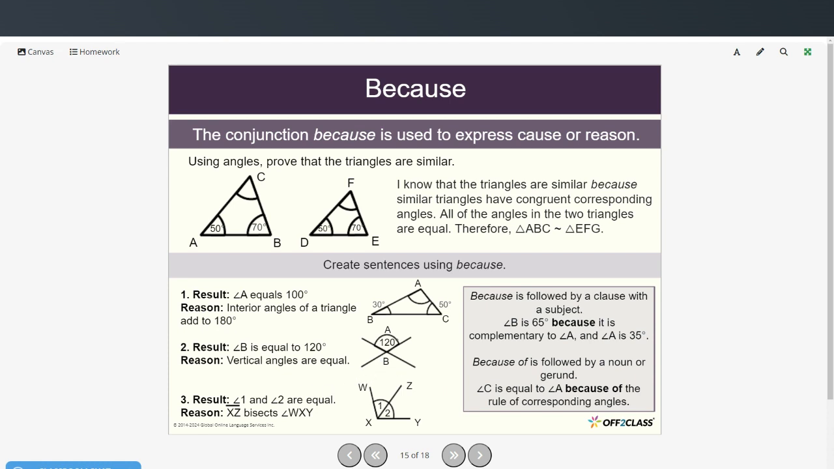And here, angle 1 and angle 2 are equal, reason: XZ bisects WXY. So here, angle 1 and angle 2 are equal because XZ bisects angle WXY.